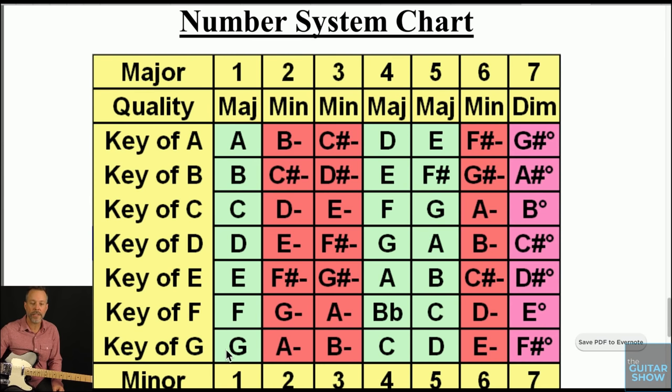Let's look at the key of G here. We have a G, cool, we want that. We have a C, awesome. We got a D, right? And we got an E minor. So we got a G, a C, a D, and an E minor. Well, that so far is the best candidate, right?